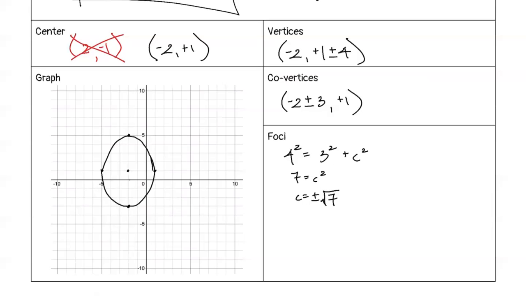And so if I wanted to write my foci, I would say -2 comma 1 plus or minus square root of 7. All right. I think that works out to be somewhere right around here and somewhere right around here. Okay. But now we have our complete diagram. All right, we've got our vertices, our co-vertices, and our foci and our center.